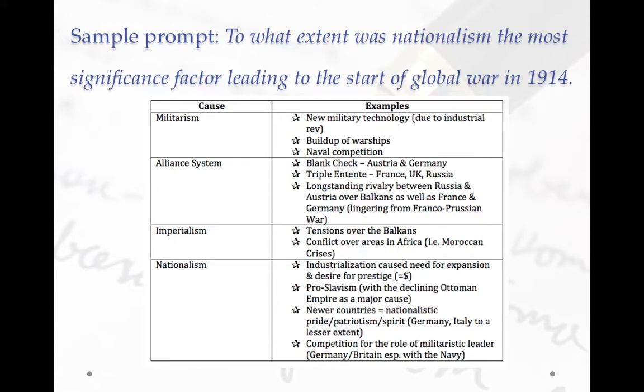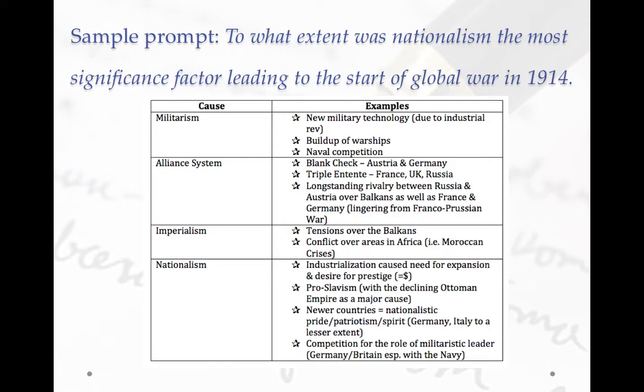So as you can see from this graph, nationalism is part of the prompt. But in order to show that it was the most significant factor, I have to look at some of the other factors. So that's kind of where I went with this. Most people are taught the acronym MAIN for the causes of World War I. So that's militarism, the alliance system, imperialism, nationalism. Some people might have learned it as MANIA, because you'll also include industrialization and the assassination of the Austrian Archduke Franz Ferdinand. But I kind of look at those two as being incorporated in the rest.